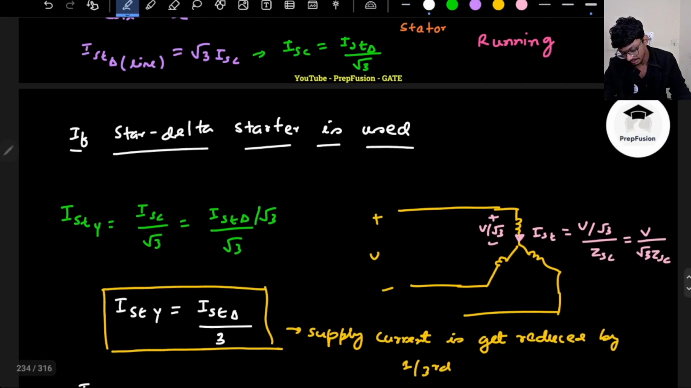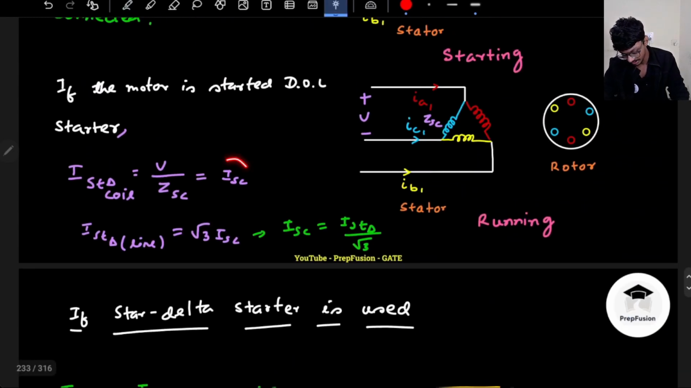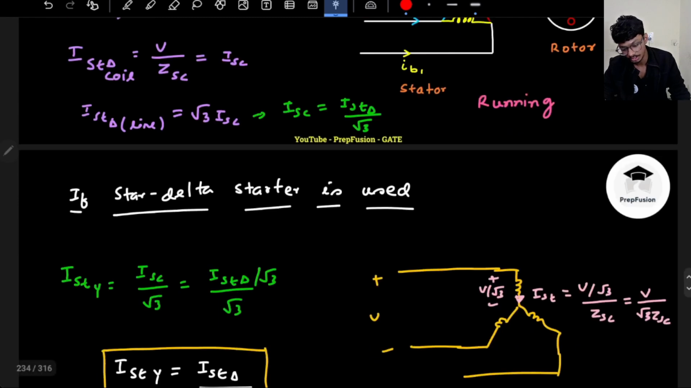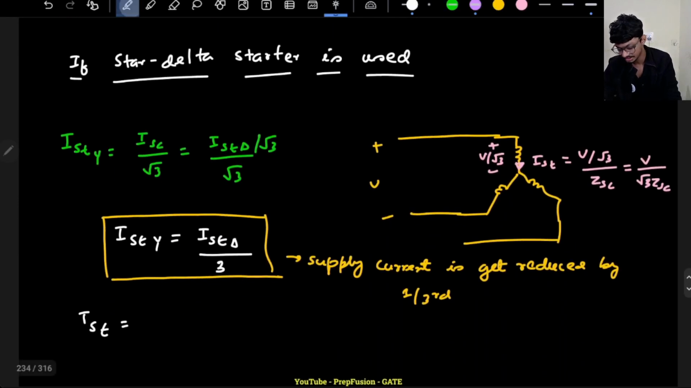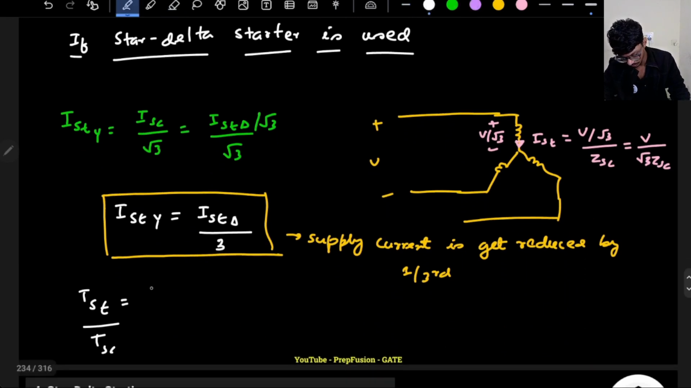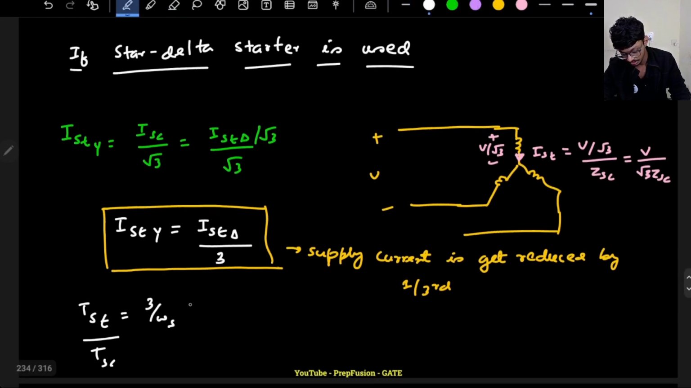So in direct online starting, what was the starting torque? It is basically the ISC current was flowing, right? In the coil, what current was flowing? ISC. So due to that, what torque do I get? TSC, right? Basically TST divided by TSC, right? In direct online starting, it will be V, sorry, 3 upon omega s. I'm talking about the delta connection. It will be what? ISTY. Now what is the ISTY?